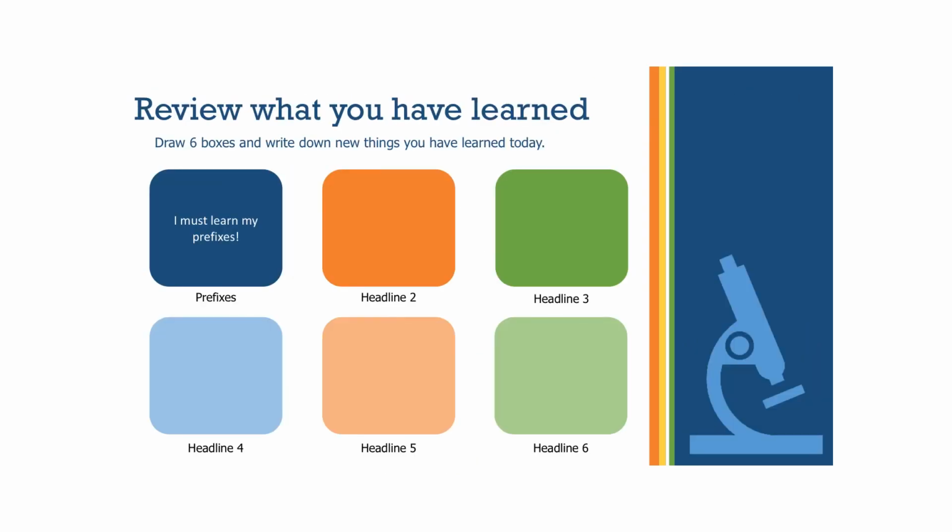So I always ask you to review what you've learned from the video. So again, draw your 6 boxes. I've written the first one for you. You must learn your prefixes and then be able to turn from one prefix into another. So there's 5 other spaces for you to do, and any questions, please get back to me.